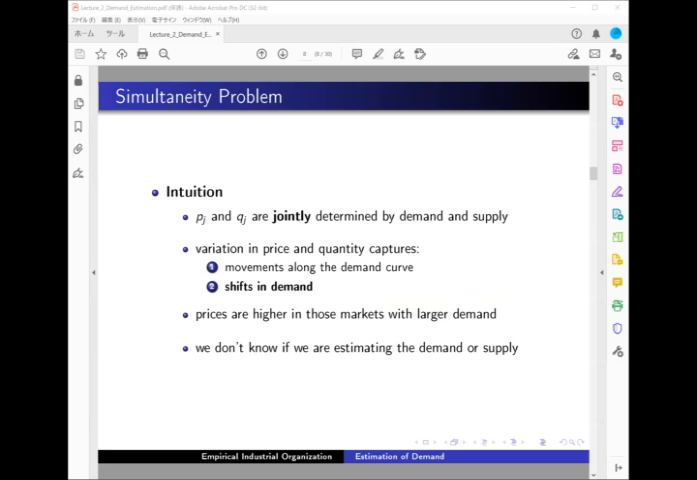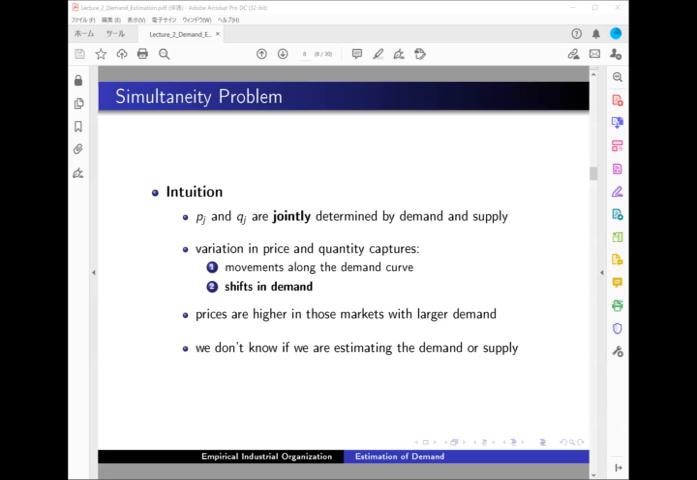Now, what is the intuition for this result? Basically, the price and the quantity are jointly determined by the demand and supply interaction. And so the variation in the price and the quantity captures two different movements. One, the movement in the quantity along the demand curve, and two, the shifts in the demand curve. What we want to capture is the movement in the quantity along the demand curve, but it is confounded by the shifts in the demand curve.